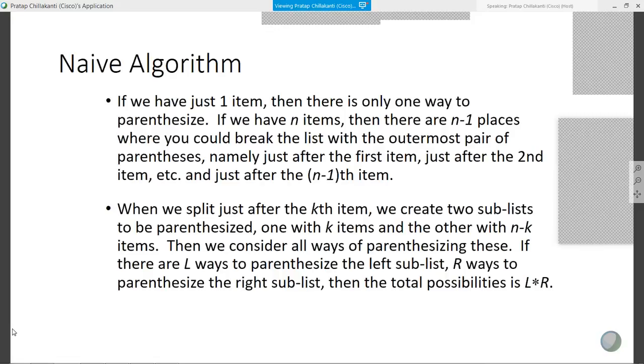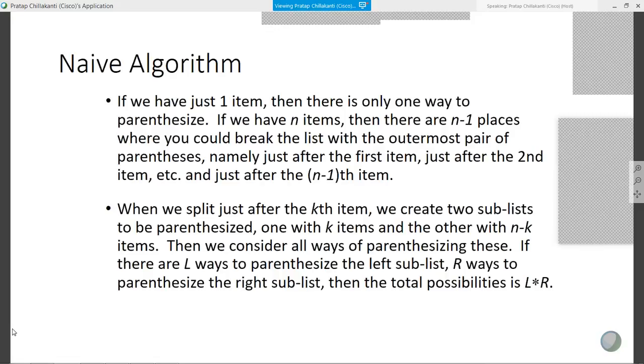One way to parenthesize. If there are n items, there are n minus 1 places where you can put a parenthesis, right? Either after the first item or just the second item, all the way up to the n minus 1th item. Now, if you look at the second bullet, what does it say? If you split here, 6, you split at 3. So you form one sublist from 1 to 3, and the other sublist from 4 to 6.